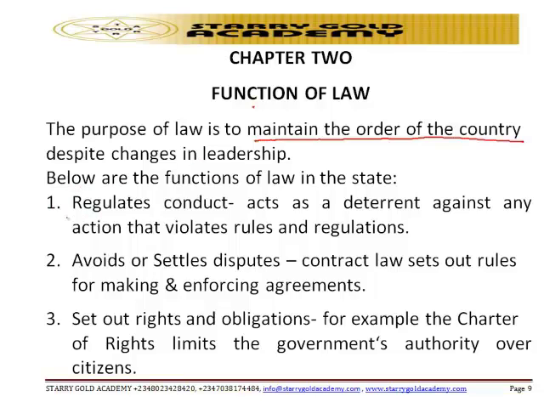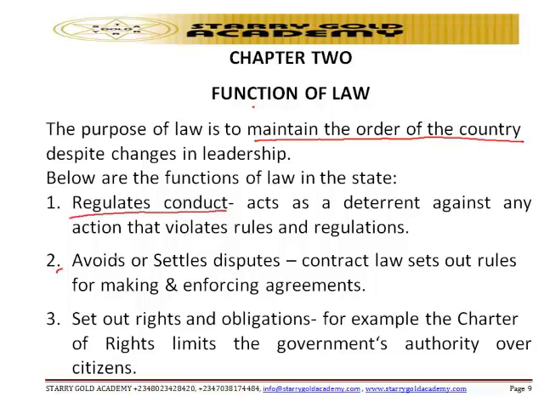Number one is that the law regulates the conduct of who? The conduct of the citizens, the conduct of the government, the conduct of those working in the government. Whether non-citizens or citizens, it regulates the conduct. So it acts as a deterrent against any action that violates rules and regulations. It regulates the conduct of human beings so as to promote a decent society.